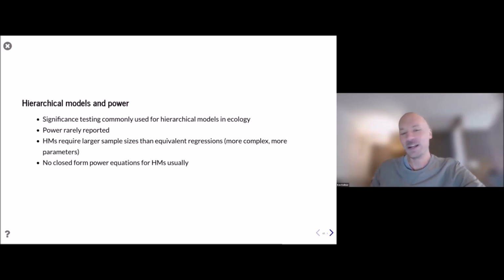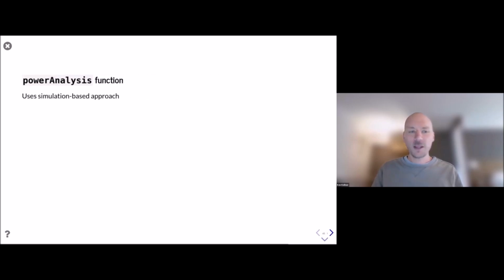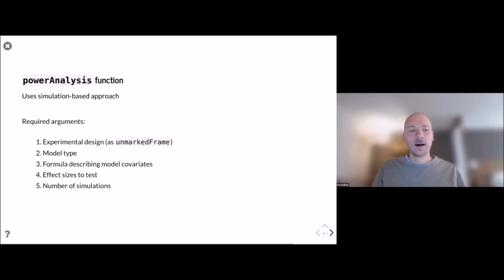And so one way to do this is using simulation, where you just simulate a whole bunch of data sets based on some particular effect size, and then determine the proportion of those simulated model data sets and model fits that detected the effect. And that's what the power analysis function does using simulation. And again, it's basically all the same arguments that we required for simulation. Instead of coefficient values, it's now the effect sizes that we want to specify.